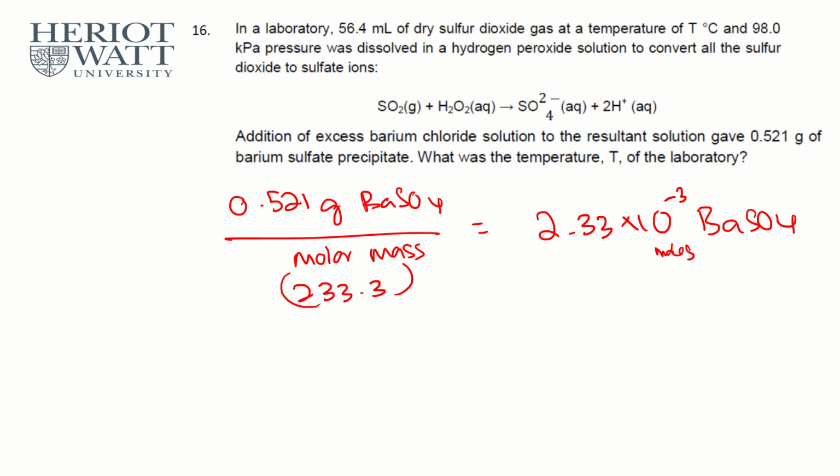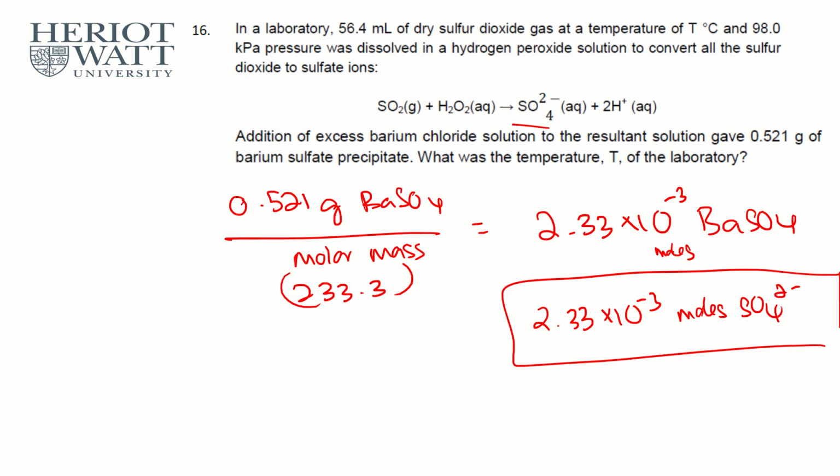So if you have 2.33 times 10 to the power negative 3 moles of barium sulfate, how many moles of sulfate is that? Because you're producing sulfate here in the solutions. One barium sulfate produces one sulfate. So same thing, I should have 2.33 times 10 to the power negative 3 moles of sulfate ions. All right, 1 to 1. So now we got the mole of sulfate.